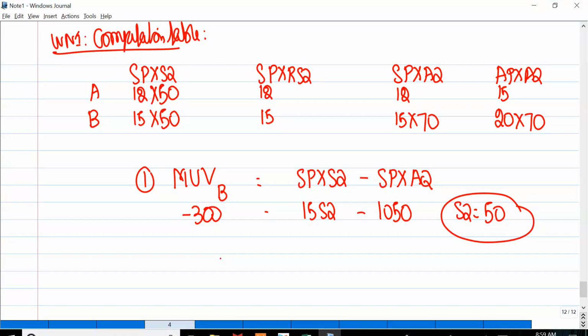There, only one thing was missing. We got the answer. But here I don't have RSQ of A. I don't have RSQ of B. I also don't have AQ of A. But that is the only variance which is available. I don't have anything else. So somehow I have to work with this. Any idea how we can proceed here? How will you get RSQ of B?